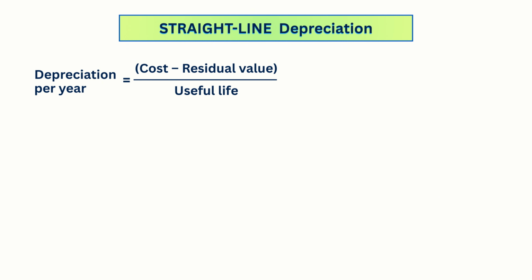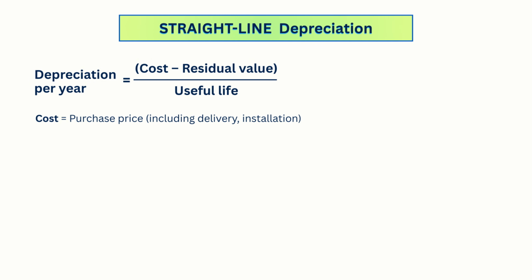Straight-line depreciation assumes the asset is used evenly each year, so the depreciation charge is the same amount every year. The calculation works like this. We take the asset cost, subtract the residual value, and then divide by the useful life. Let's quickly break down these terms.